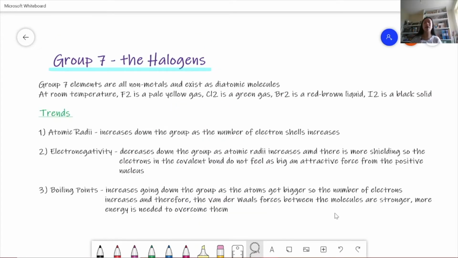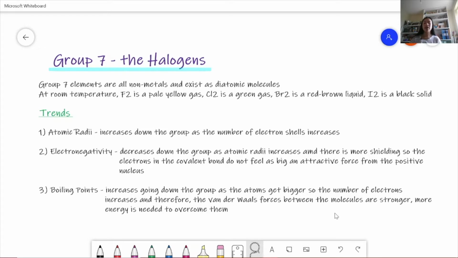So now we're going to talk about group 7 elements. And these are called the halogens, and they're all nonmetals and exist as diatomic molecules. So, for example, fluorine exists as F2, so it exists as 2 atoms of fluorine in one molecule. So there are particular things to know about each of these halogens.